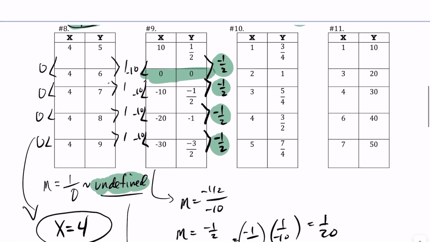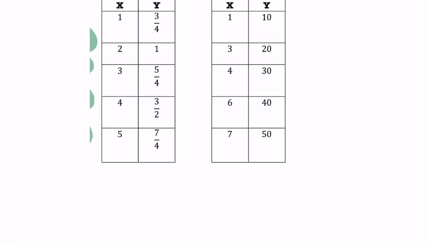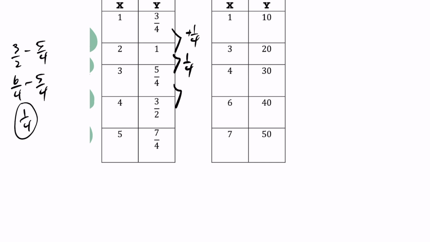All right, let's take a look at 10 and 11. So for number 10 here, same idea. We want to calculate the change in the y's. This will be equal to positive 1/4. Now 5/4, 3/2. Again, if you want, off to the side of your page, you can take 3/2 minus 5/4. Get yourself a common denominator here, and you end up getting 1/4 as well. So the change in my y is positive 1/4, and lastly, this will also be positive 1/4.